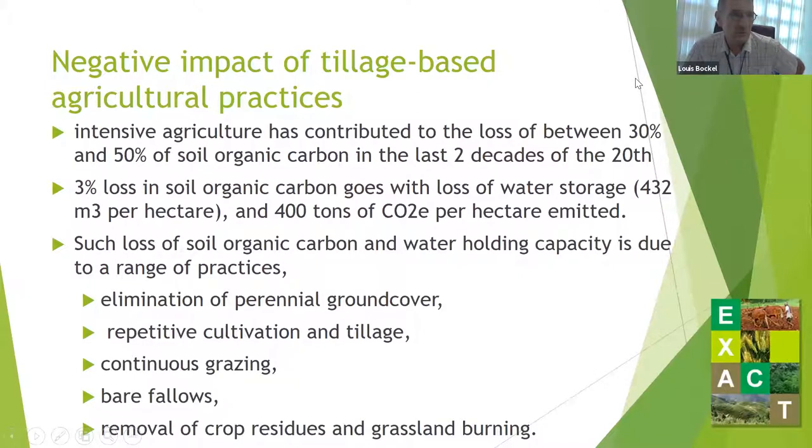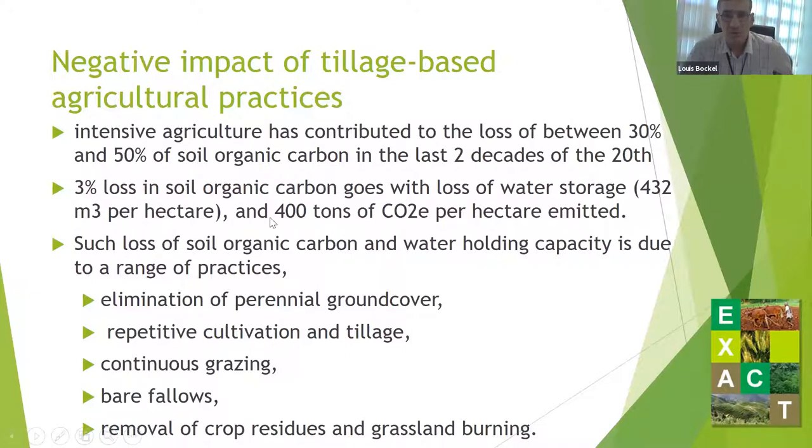This high level of degradation is coming notably from the negative impact of tillage-based agriculture practice. We can say that intensive agriculture has contributed to the loss of about 30 to 50% of soil organic carbon in the last decades of the 20th century.